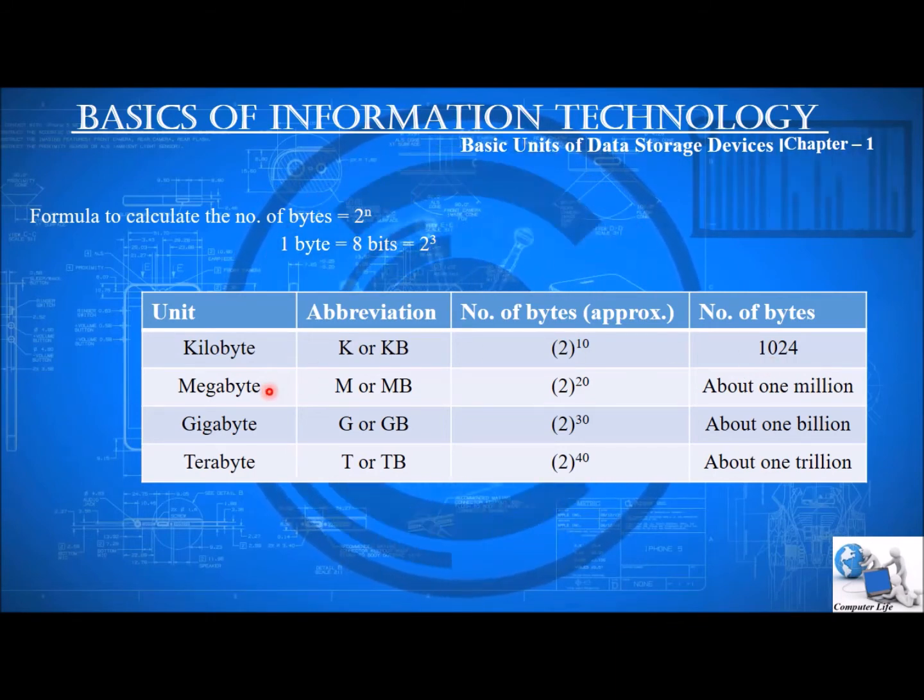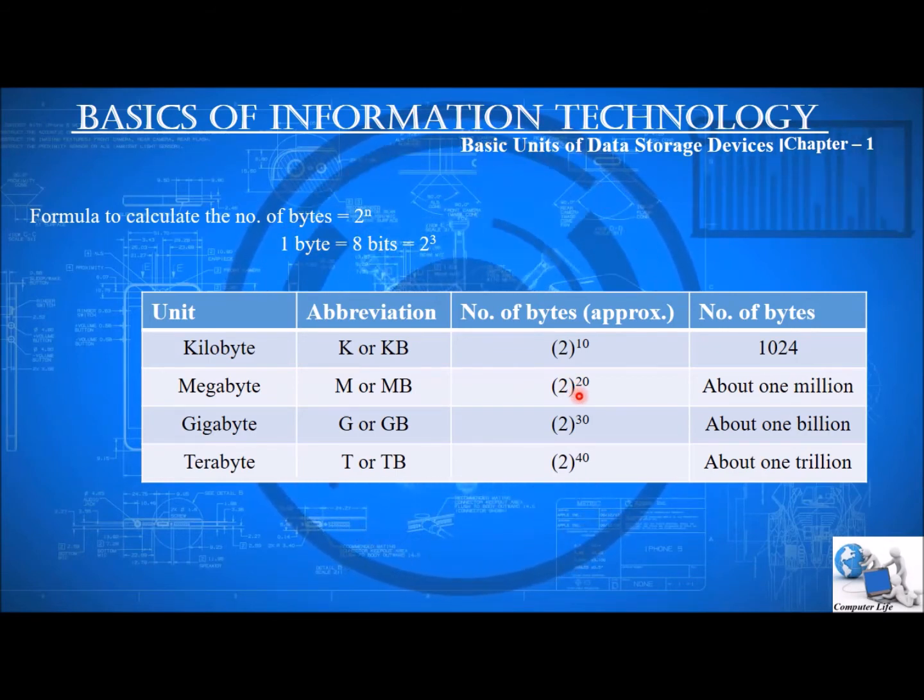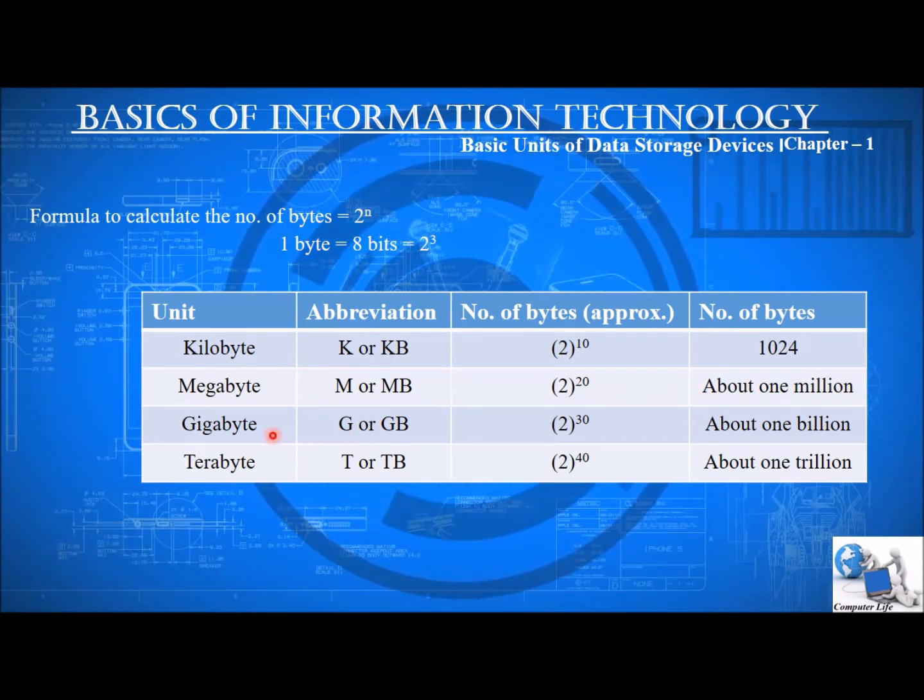Now in the case of megabyte, we have 2 to the power 20, and if we multiply 2 twenty times, then we get the value of about 1 million. In case of gigabyte, we have a value of 2 to the power 30, and when we multiply 2 thirty times, we get the value of about 1 billion. And in the last we will discuss terabyte. In case of terabyte, when we calculate the number of bytes, which is 2 to the power 40, and we multiply 2 forty times, then we get the value of about 1 trillion. So now we have enough capacity to store data.